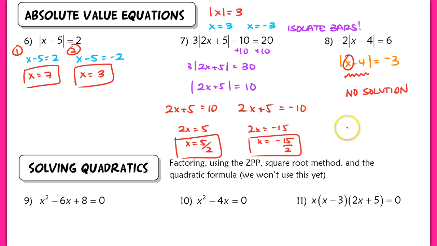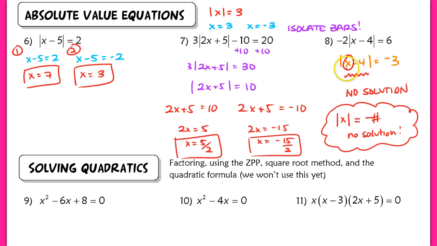So a rule of thumb is whenever you see the absolute value bars, it doesn't matter what's on the inside, equal to a negative number, you're always going to get no solution. So be careful: if you have your absolute value bars isolated like we do here, and you end up with a negative on the other side of that equation, there would be no solution to that problem.